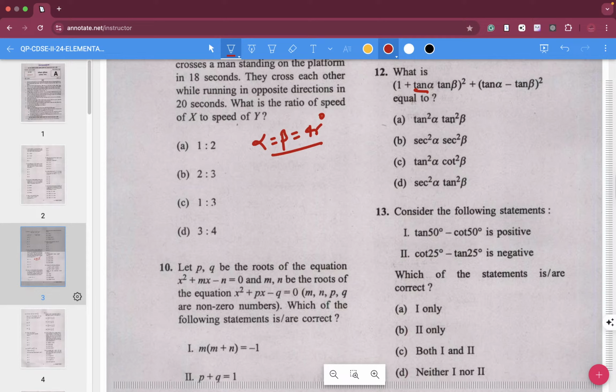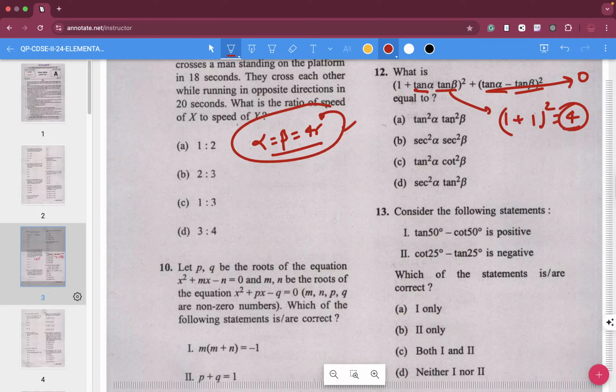So this will give you 1, this will give you 1, this will give you 1, this will give you 1, which means this whole value is 0. Tan 45 minus tan 45, right? 1 minus 1 is 0. Now what you are left to solve is 1 plus 1 whole square. 1 plus 1 whole square is how much? 4. So this particular value, when alpha and beta both are 45, should give you how much?